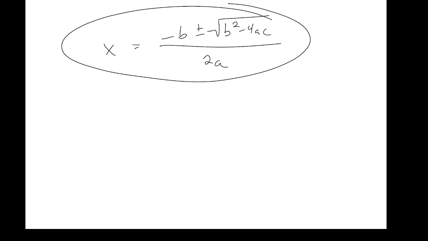Yeah. Awesome. Okay, ready? 1, 2, 3. X is equal to negative b plus or minus the square root of b squared minus 4ac all over 2a. Done to the tune of Pop Goes the Weasel.